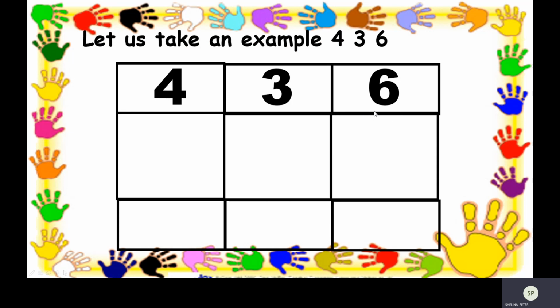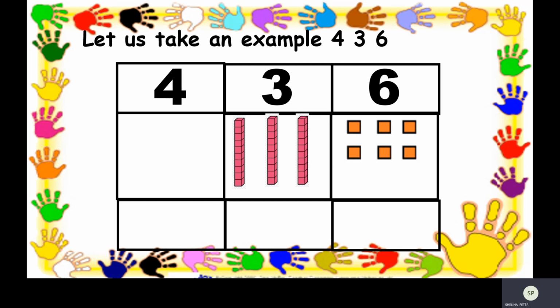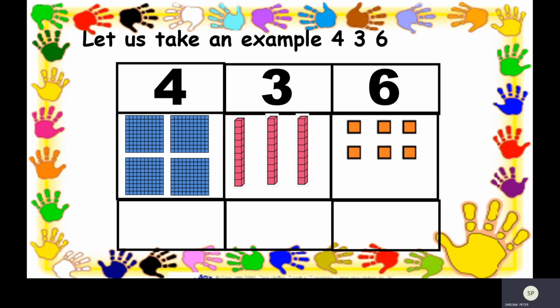So at ones place we have 6. So how many unit blocks? 1, 2, 3, 4, 5, 6. At tens place we have 3. So how many long blocks? 1, 2, 3. At hundreds place we have 4. So how many flat blocks? 1, 2, 3, 4.